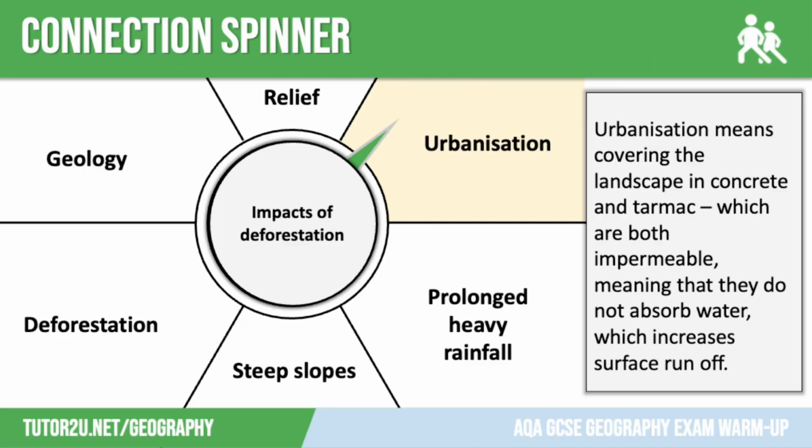Geology obviously plays a really big role here. Impermeable rocks such as clay or slate stop infiltration from occurring. So infiltration is the idea of water soaking into the soil. So instead that water flows over land to get back to river channels. And relief is similar. So in upland areas, steep slopes make it much harder for infiltration to occur. So the water runs down those steep slopes instead.